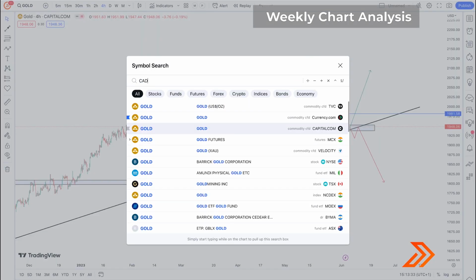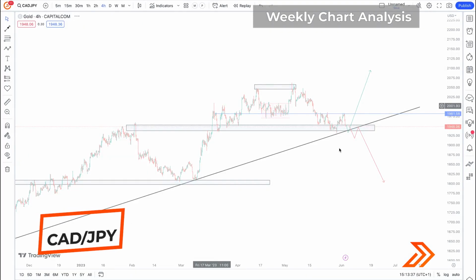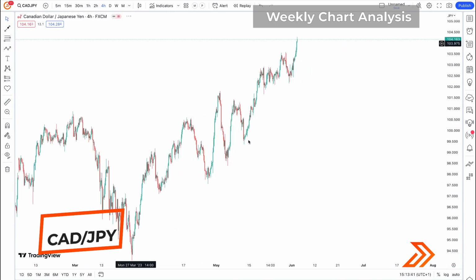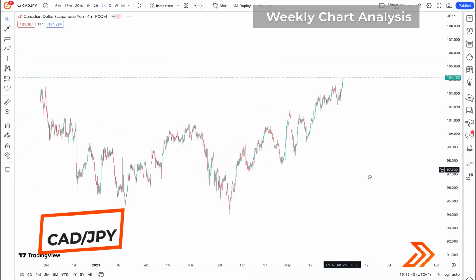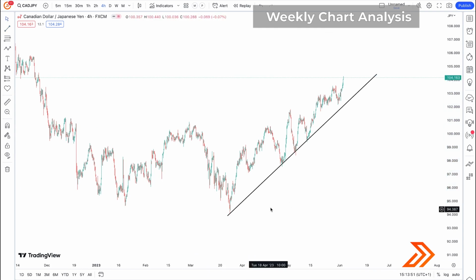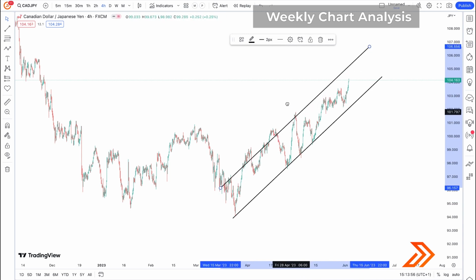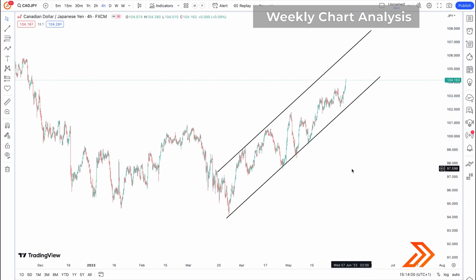And then lastly, I'll be analyzing CAD JPY for this week. Guys, this pair also came in demand, because one of our traders actually demanded an analysis on CAD JPY. And CAD JPY has been bullish. Price on CAD JPY has been moving within this channel, all right?